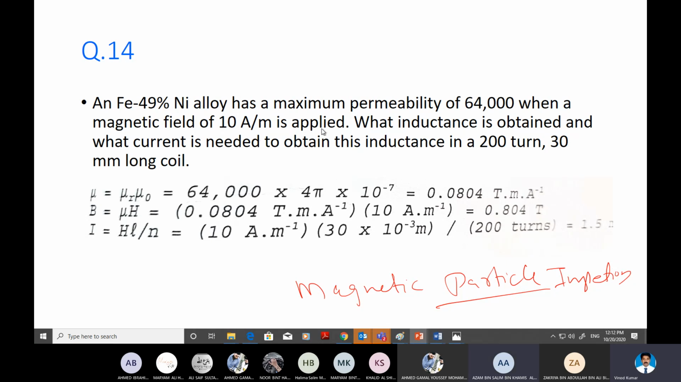applied. So please mute your microphone. Please mute your microphone.